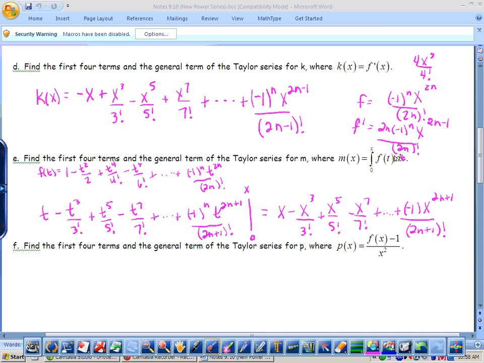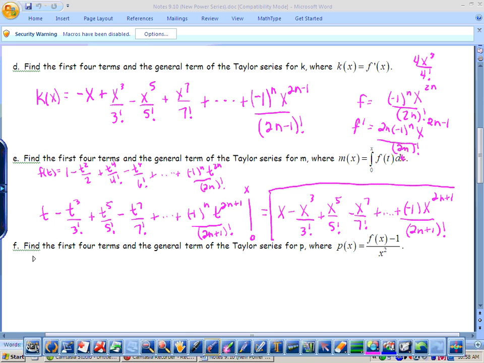So the bottom line is that when you're integrating f of t from 0 to x, you can go directly to just integrating the first 4 terms in terms of x and the general term, and that will be your answer. So you don't have to go through finding f of t and then integrate f of t and then showing that you're going to plug in your x minus plug in your 0.